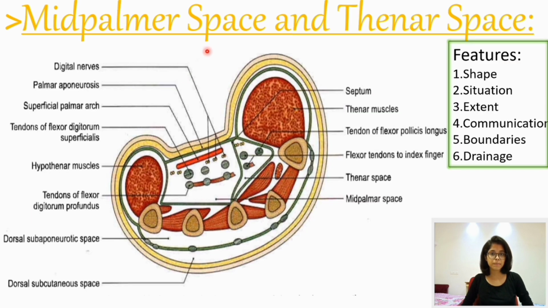Next, coming to mid-palmar space and thenar space, of which we are going to study 6 features of each of them. Those features are the shape, situation, extent, communication, boundaries and drainage in case of the infection. First, talking about mid-palmar space. This is the mid-palmar space that is nearly triangular and it is situated under the inner half of hollow of palm.